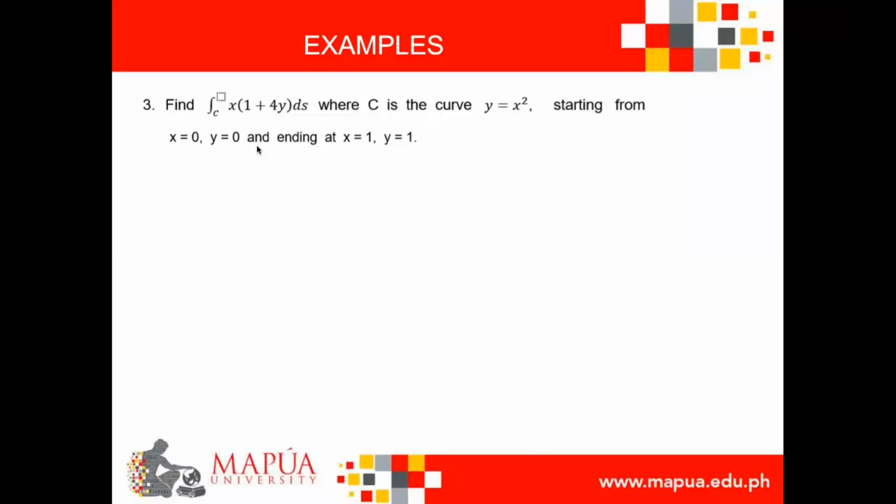Let us have this example. Find the integral of x times the quantity 1 plus 4y ds with respect to the curve C, where C is the curve y equals x squared, starting from x equals 0, y equals 0, and ending at x equals 1, y equals 1. So this is the same integral and curve as the previous two examples, but the integration now is carried out with respect to s, the arclength parameter.